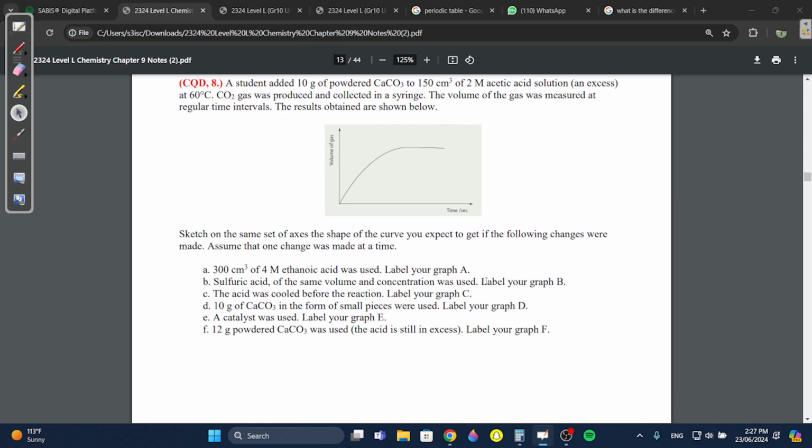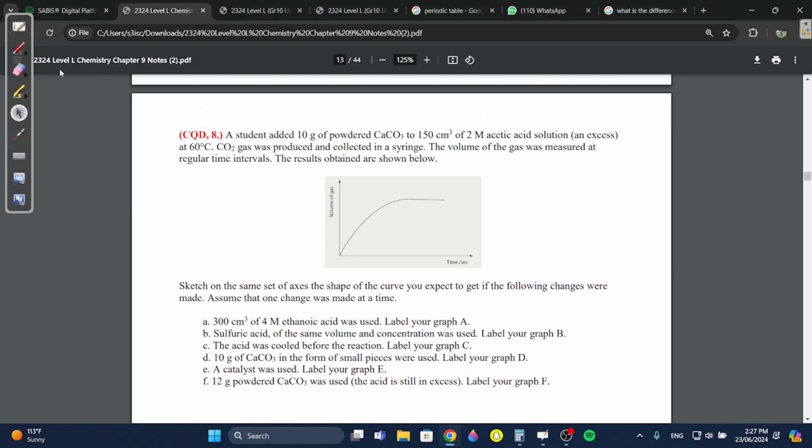Sketch on the same axis. What happens? A student used 10 grams of CaCO3 with 2 molar acetic acid, which is in excess, at 60 degrees Celsius, for 300 cm3 of 4M ethanoic acid. So they increase the concentration of the acid, and we know the acid is in excess. Since you increase the concentration of the excess, the rate will increase, but the products formed will not. So it will be like this. I think we'll get something like this in our written exam. Be careful. It will look something like this.